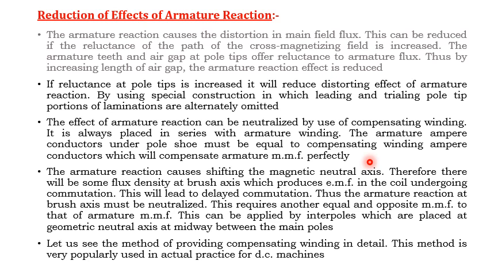Now there is one more method used in order to reduce the effect of armature reaction. That is the use of interpoles. You know, the armature reaction causes delayed commutation, thus the armature reaction at the brush axis must be neutralized. So how to neutralize this? It requires another equal and opposite MMF to that of the armature MMF, which can be achieved by using the interpoles.